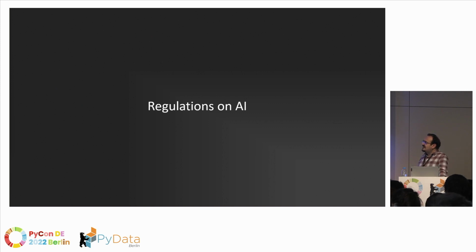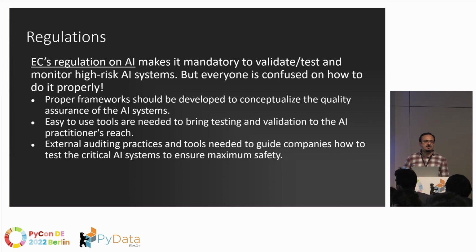The good thing is that governments across the world started to appreciate this fact, the vulnerabilities of machine learning, and they started to think about putting regulations in place. So the most recent one is the European Commission's proposal on regulating AI systems. In this talk, when I say AI, I mostly mean machine learning. You can assume that as well.